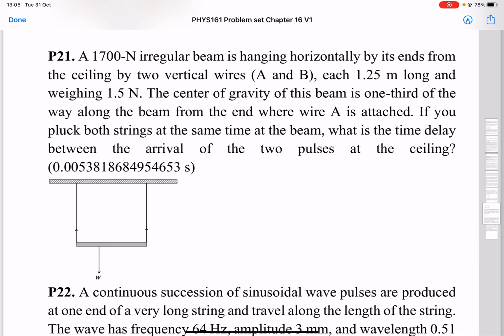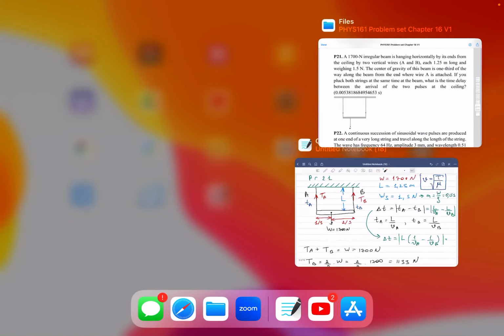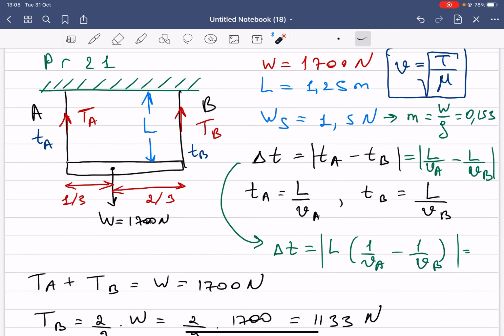Okay, so basically we have two wires, okay? The wire A, say, and wire B. They have the same length.